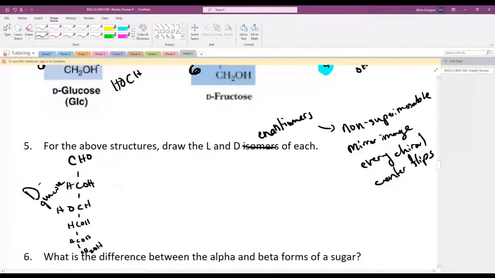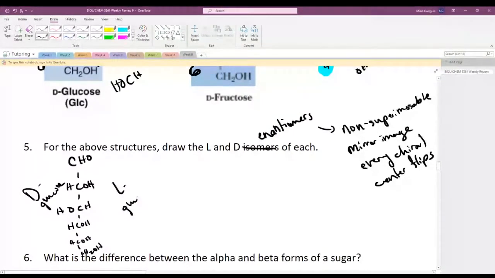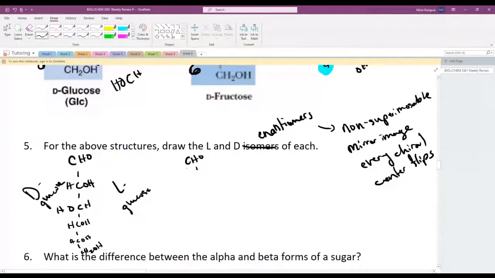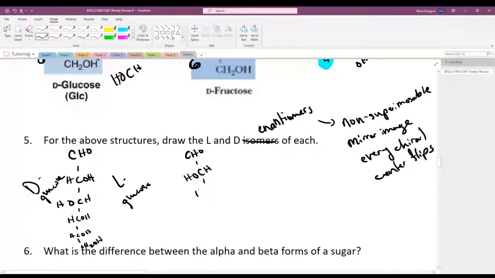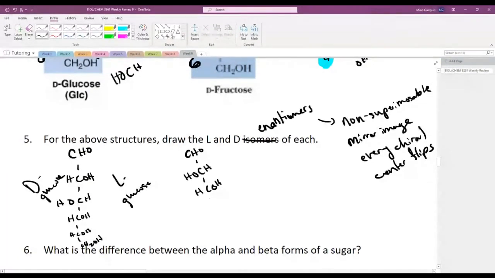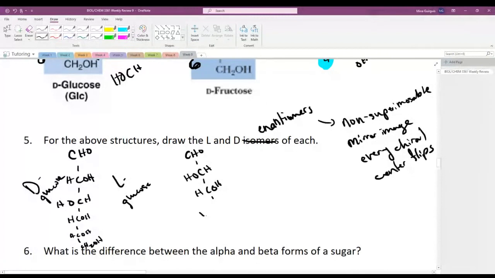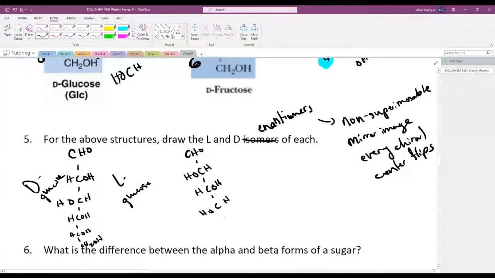L-glucose is going to be the switching of every chiral center. Trying to give myself a little bit more space so I don't run out of room like below, this first one is going to be swapped. The second one is also going to be swapped, so it's going to look like that. The third one also swapped, and this one will also be swapped.